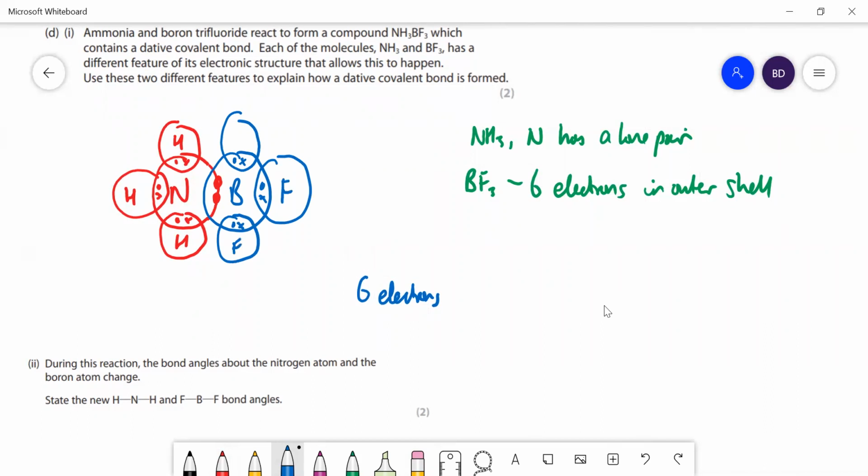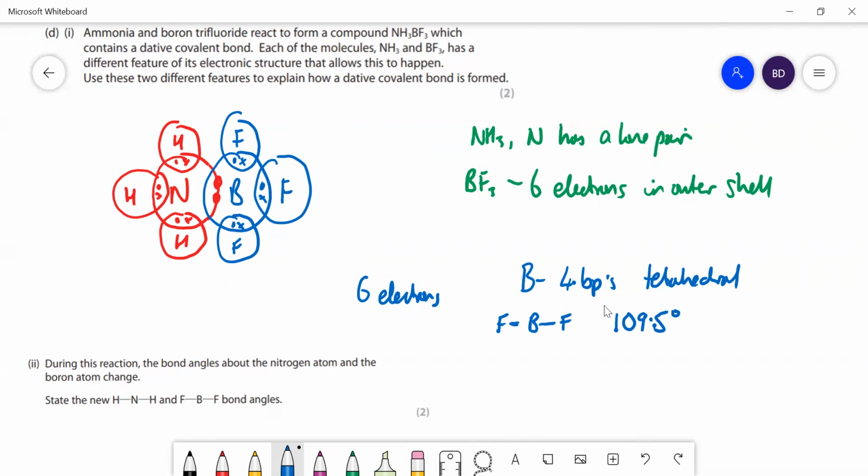I won't bother drawing the electrons in the fluorine, but you can see that the boron now has 4 bond pairs and no lone pairs. So that's going to be tetrahedral, just like methane. And now the bond angle from the fluorine, boron, fluorine is now going to be 109.5 degrees. It's not going to be 120 anymore.